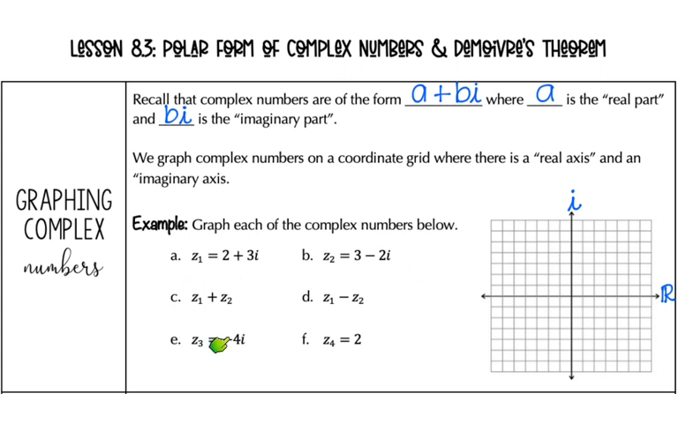And so we're going to be plotting these 6 points where we're going to go in the horizontal direction, the real direction, and then in the vertical, the imaginary direction. The only two that are a little bit different are C and D, where we add in problem C and subtract in problem D before we graph the points.